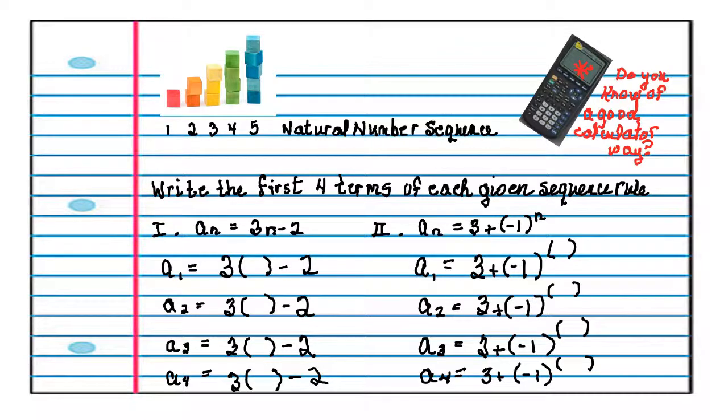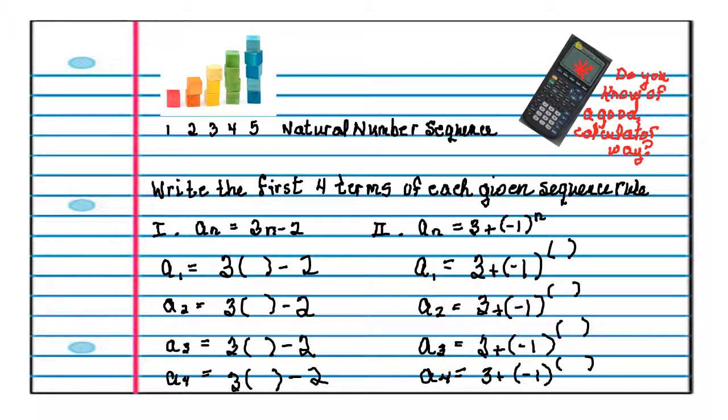So it happened in nature. People saw that we had 1 block, 2 block, 3 block, 4 block, 5 block, and the natural number sequence was probably the original sequence. After that, people saw patterns in the way that numbers did things. So let's write the first four terms of each given sequence rule.